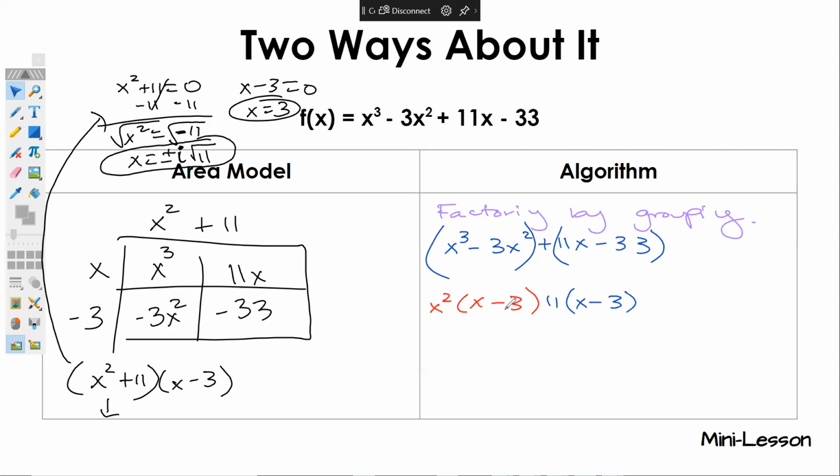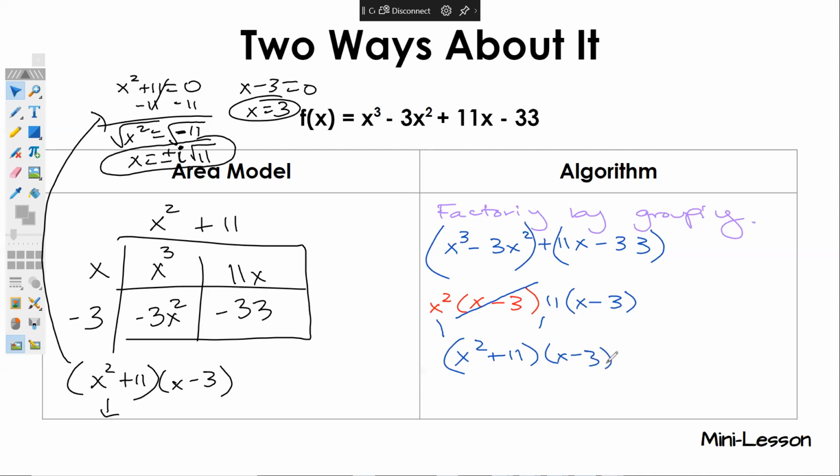Negative 3. Notice how these 2 things are the same. We're going to drop this one right here, push these 2 things together. So we're going to get x squared plus 11, and then bring down that x minus 3.